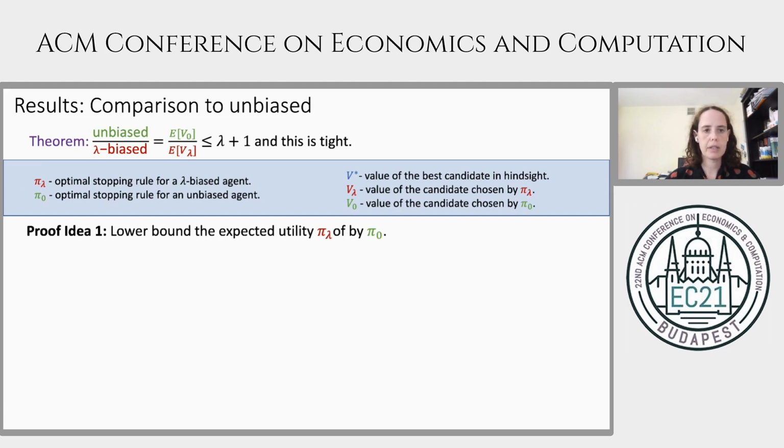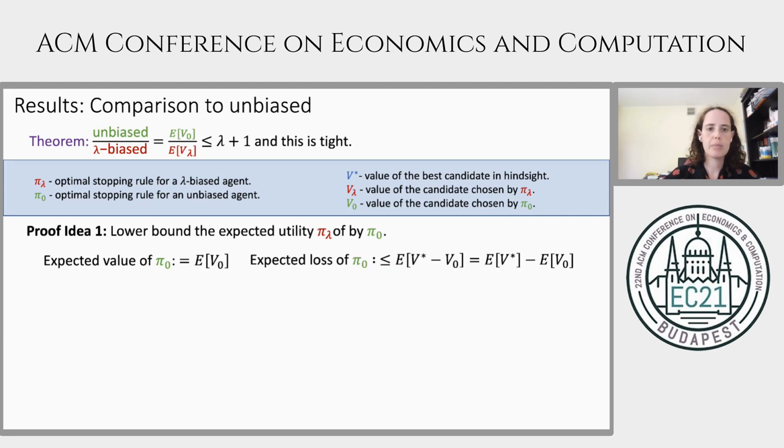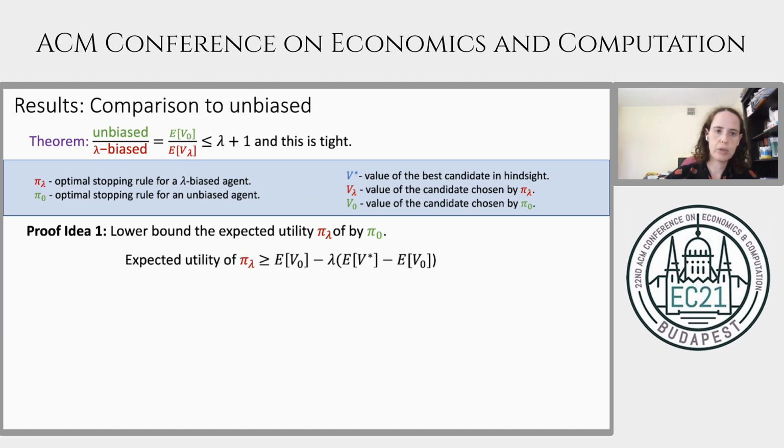And in this case, its expected utility would be, first, it's composed of the expected value of the hired candidate, and this is just the expected value of V0. And the expected loss is at most the expectation of V star minus V0. So this will be the loss only for the cases in which the optimal strategy missed hiring the best candidate. So putting this together, we have this lower bound on the expected utility of the biased agent.